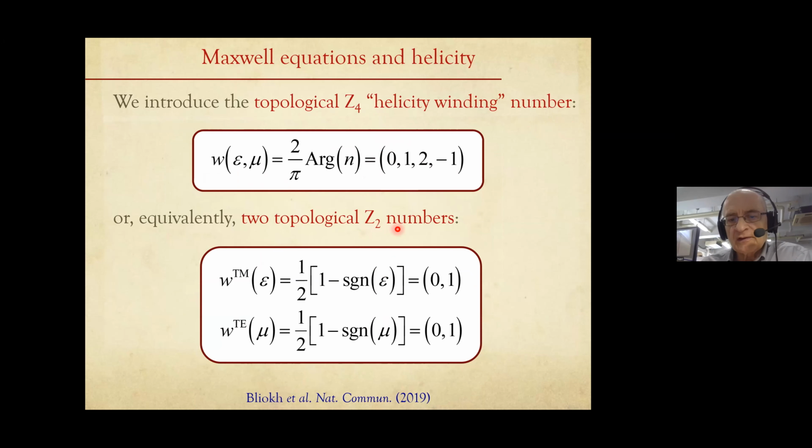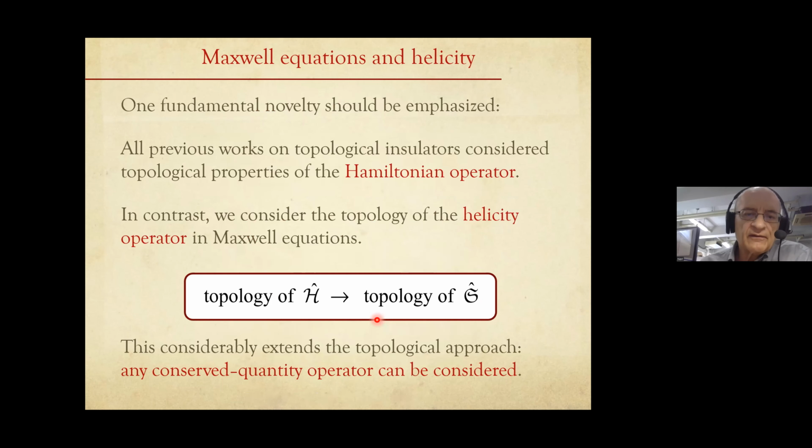There are 2 topological Z2 numbers, one corresponding to the TM mode, sign of epsilon change, and also the TE mode, sign of mu change. So therefore, instead of looking at the mass change, we're looking at the permeability change and the permittivity change. So this is fundamentally different. All previous work on topological insulators considered topological properties of the Hamiltonian operator. We consider the topology of the helicity operator in the Maxwell equation. So we move from topology of the Hamiltonian to topology of the helicity. This extends the topological approach because any conserved quantity operator can be considered.